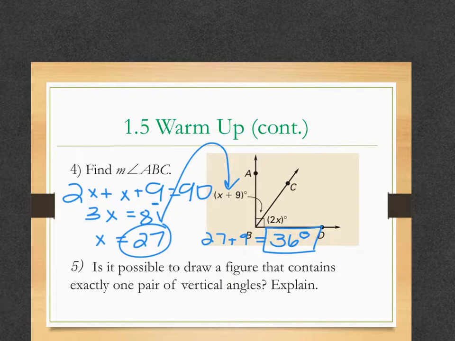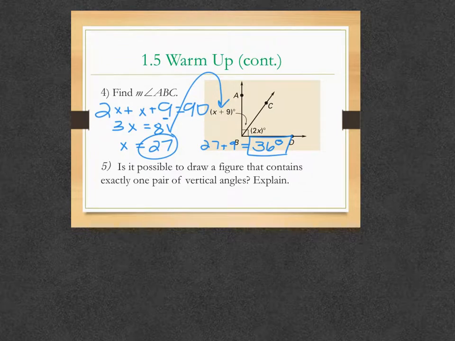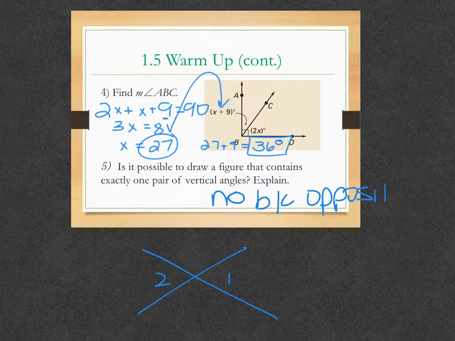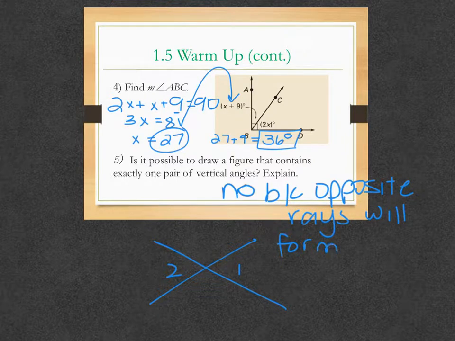Okay. And then 5 says, is it possible to draw a figure that contains exactly 1 pair of vertical angles? So what does a vertical angle look like? Makes like the X. So if I make it here and I say that these are vertical angles, what did I just create on the other side? Vertical angles. The answer there is no. It's not possible. You could say something like the opposite rays will form 2 pairs. Something like that.